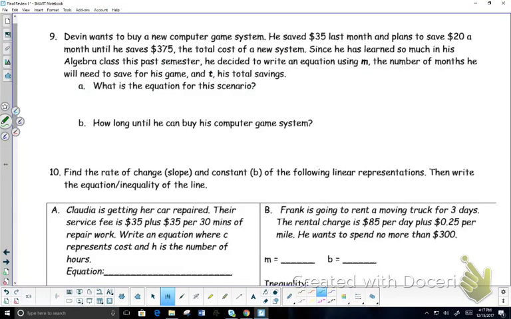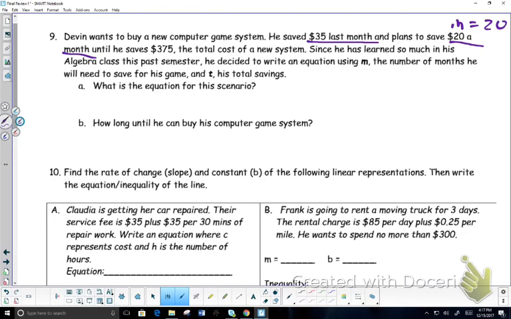Let's pick up at number 9. Deb wants to buy a new computer game system. He saved $35 last month, and he plans to save $20 a month. So this is your slope right here, because each month he's going to put away another $20, right? Keeping in mind, he's already got the original 35.